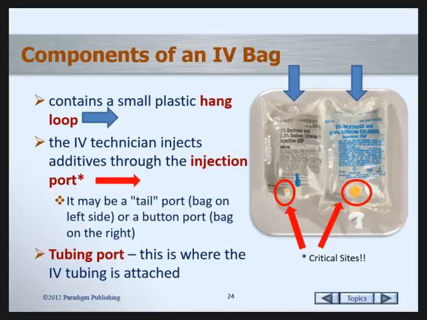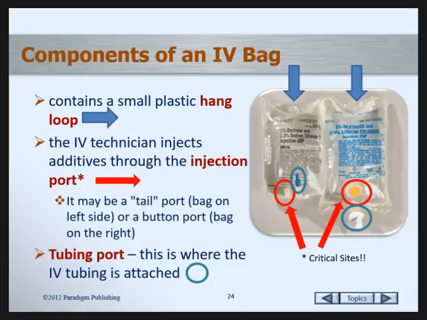Sometimes they are a tail portion. The one on the left, the tail is actually folded up a little bit, but when you straighten it, it hangs out to the bottom. Or it could be what we refer to as a belly button, or a button injection port, as located with the bag on the right side.